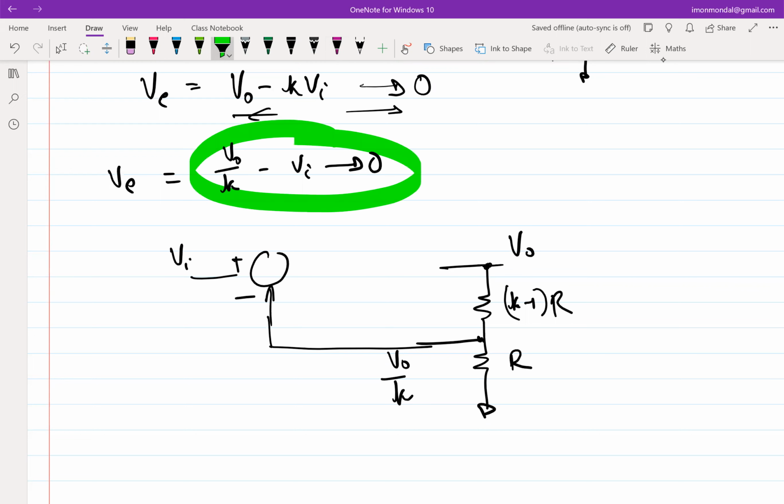So now whether this error voltage is V0 over K minus Vi or Vi minus V0 over K, how will you determine that? Because ultimately, if this goes to 0, it doesn't matter whether it approaches 0 from the positive side or the negative side, right? So essentially what I'm trying to say is, how would you ensure that the signs of this sum are like this or like this?